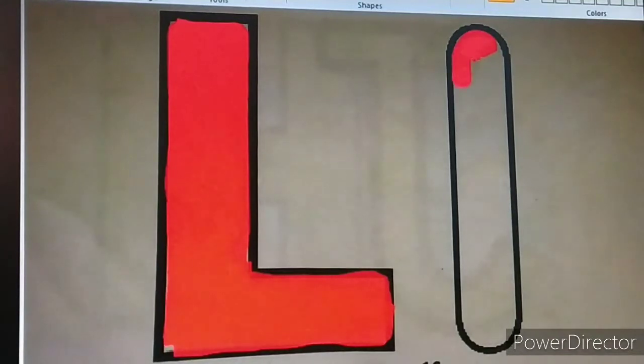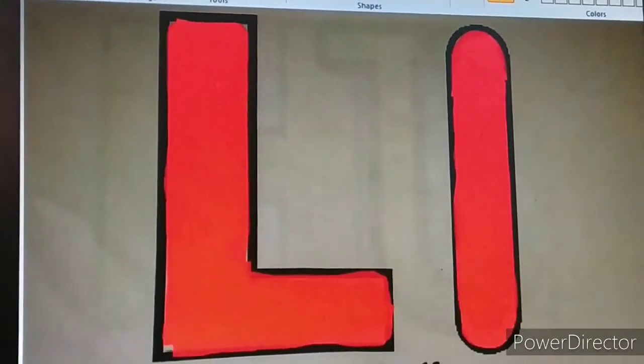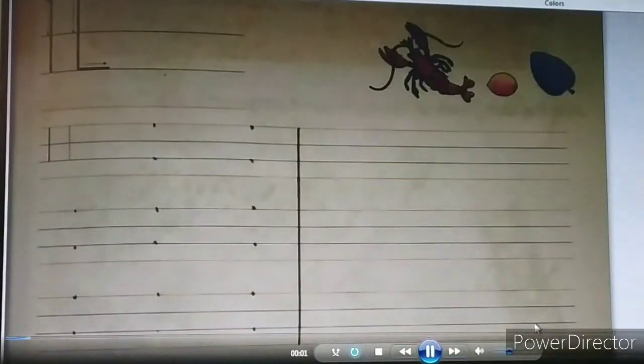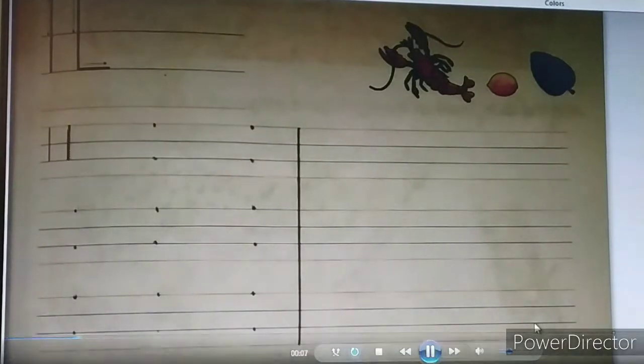Now we will do coloring in small l. Here also you will do standing line strokes. Okay, children? Now let us write small l. Small l is just like a standing line only.